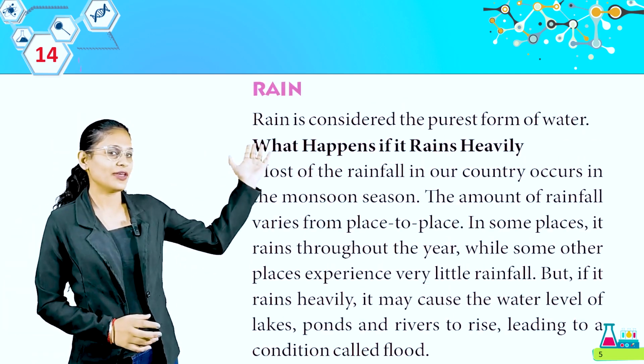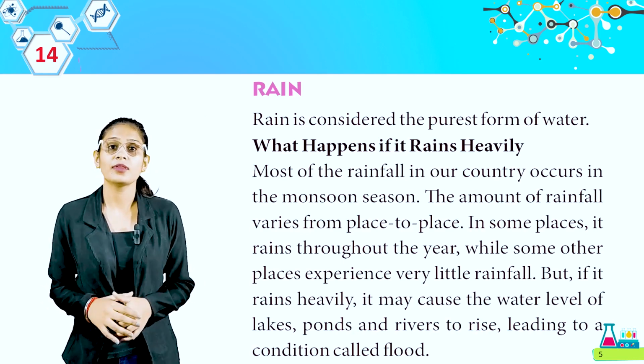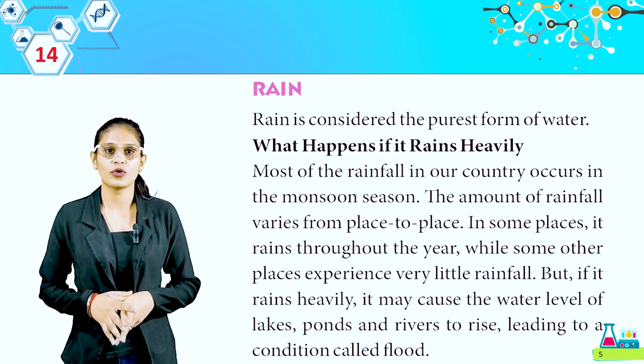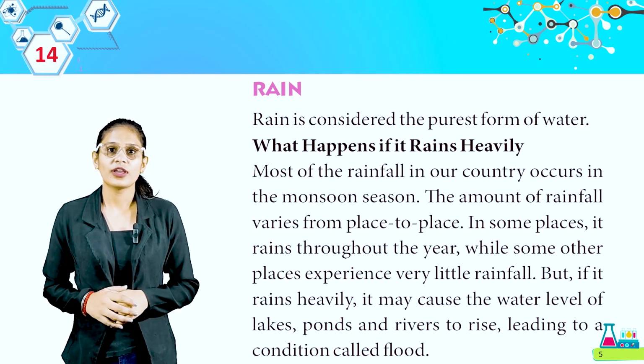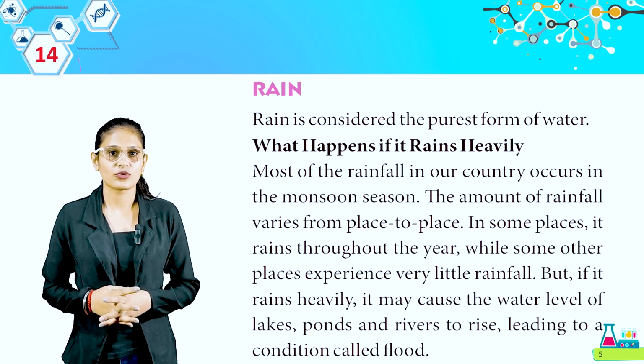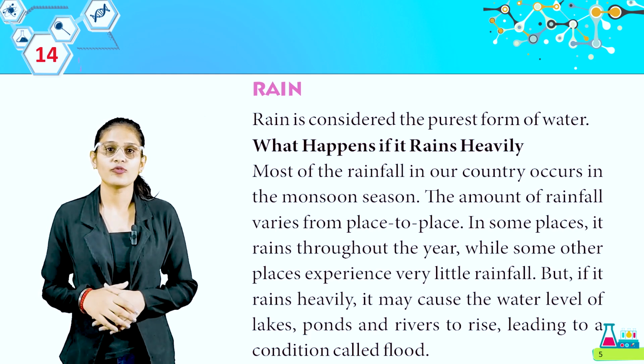Rain is considered the purest form of water. What happens if it rains heavily? Most of the rainfall in our country occurs in the monsoon season. The amount of rainfall varies from place to place. In some places, it rains throughout the year, while some other places experience very little rainfall.